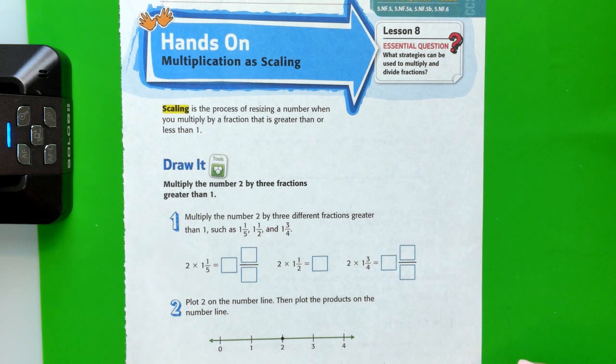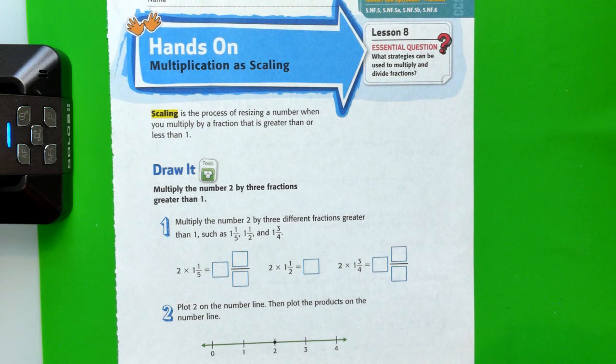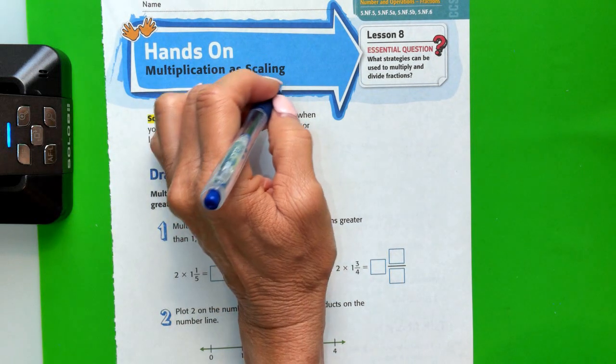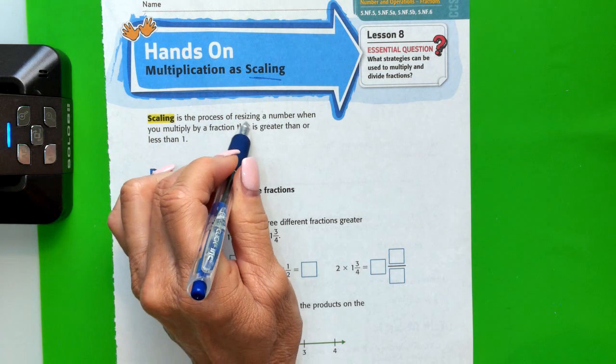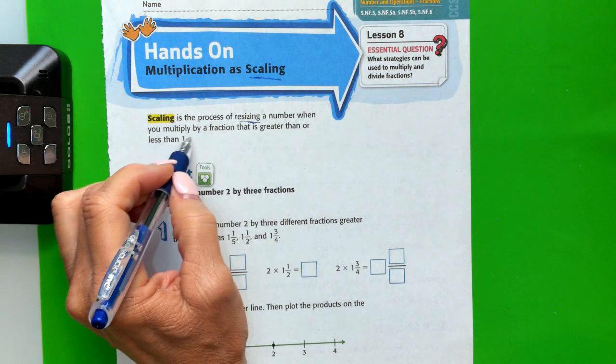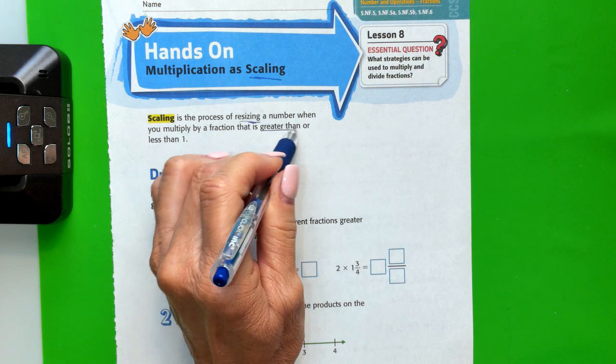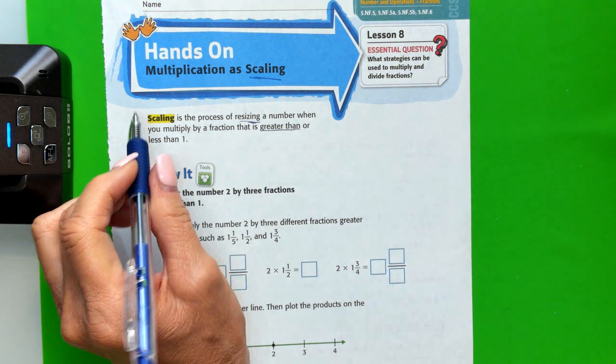Chapter 10, Lesson 8 is a hands-on activity, and we're going to look at multiplication as scaling, which means the process of resizing a number when you multiply by a fraction that is greater than or less than 1.